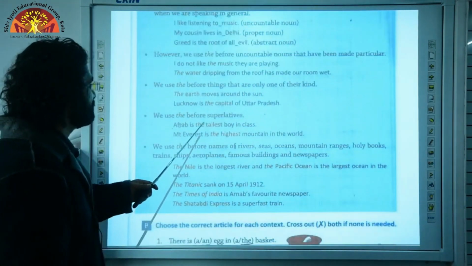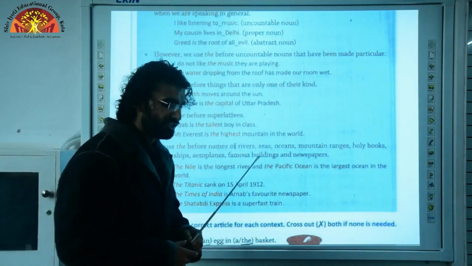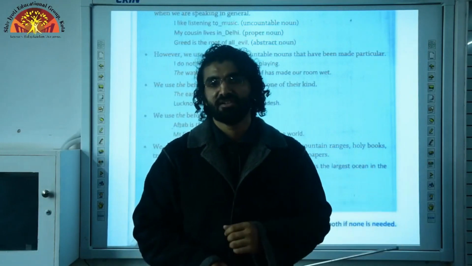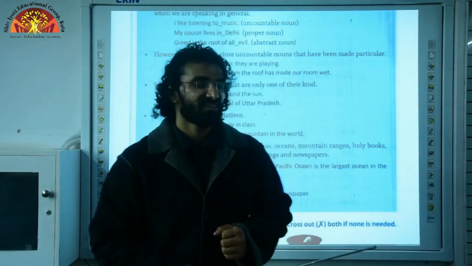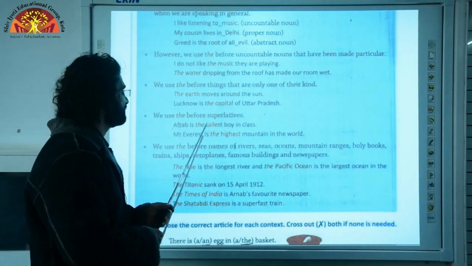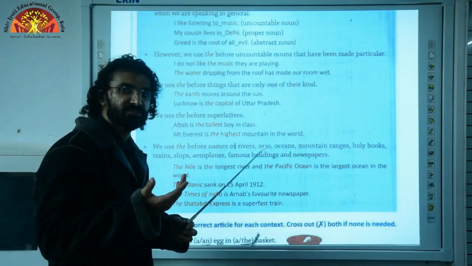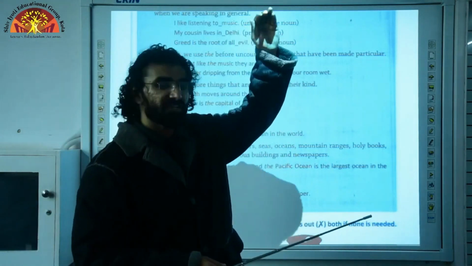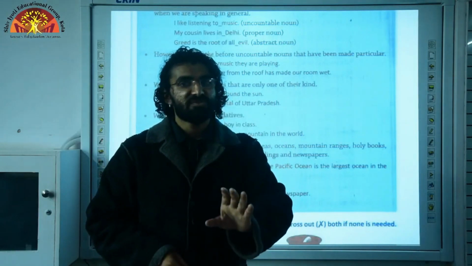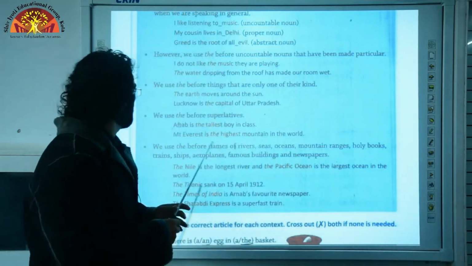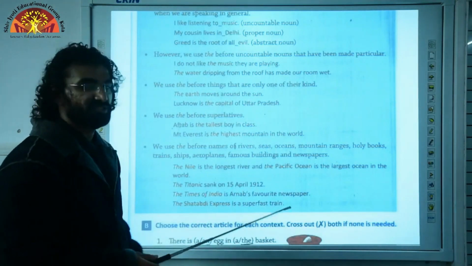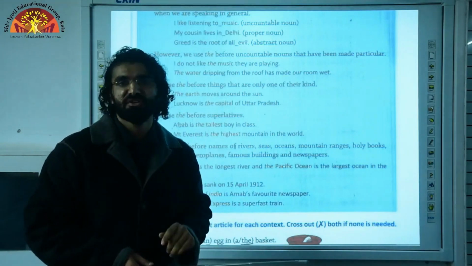We use the before superlatives. We always use the before superlative degrees, the greatest, the happiest, the best. Alright. Always use the before superlative degree. Aftab is the tallest boy in class. Aftab has got the tallest height. Aftab is the tallest boy. So before superlative degree, we always use the article the. Mount Everest is the highest mountain in the world. Alright, Mount Everest is the highest is a superlative degree.